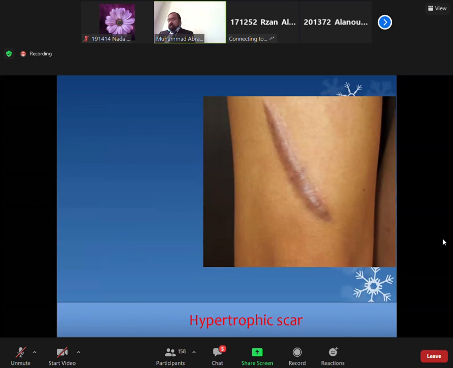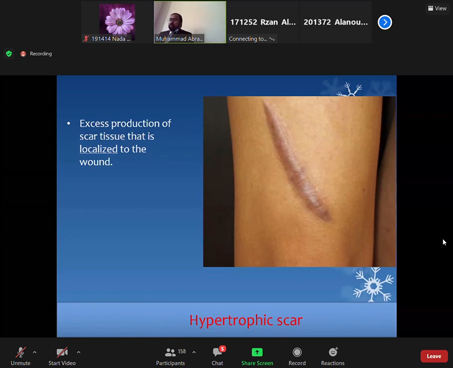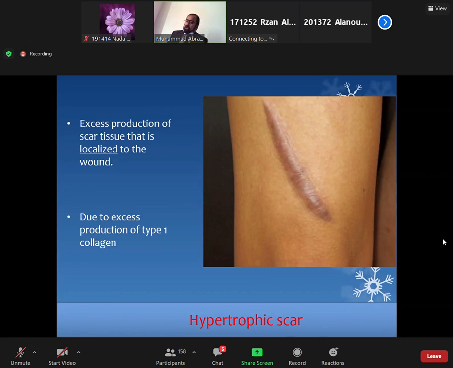Now there are some pathological things. Hypertrophic scar. Suppose this boy had an injury, and the skin was approximated or not. Probably it looks as if it was not approximated through sutures. So the scar tissue has developed more. Here there is excessive production of scar tissue that is localized to the wound, and usually it is type 1 collagen, because it's a very strong one.